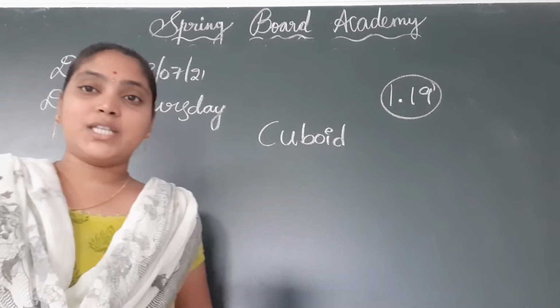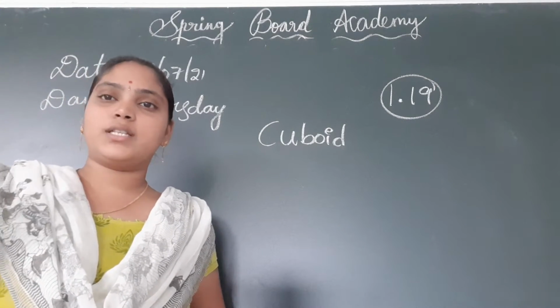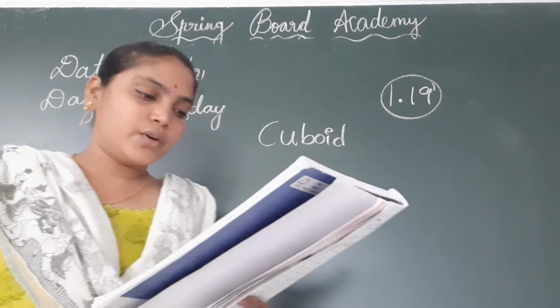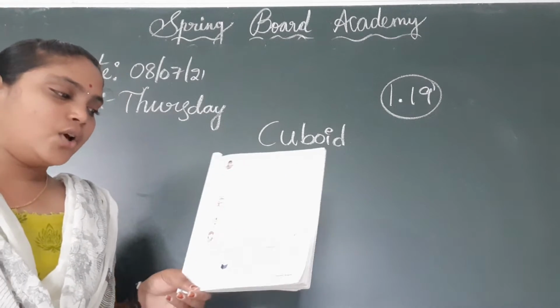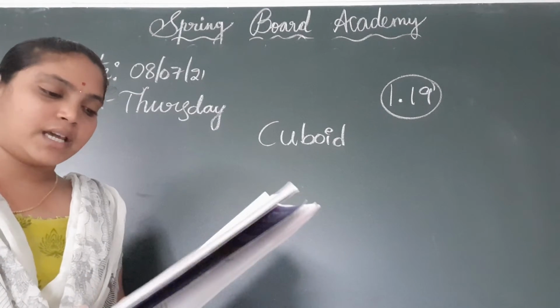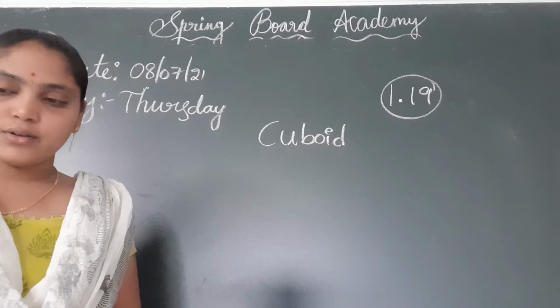You have to check your room, children. You have to check and think what shape it is. Next, 1.20. Identify the solid shapes in the objects given below. Okay, here is a given picture, children. In that picture some solid shapes are hidden. So you have to check what shapes these are and you have to write.